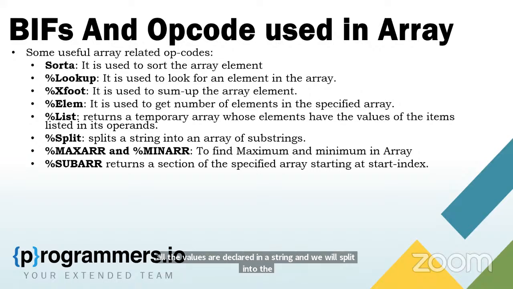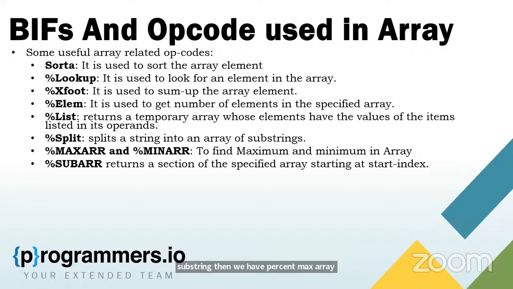Then we have %MAXARR and %MINARR. As the names define, they give the index value of the maximum or minimum in the array. Then we have %SUBARR, which returns a section of the specified array from the starting index we want. Let's see all this in detail.